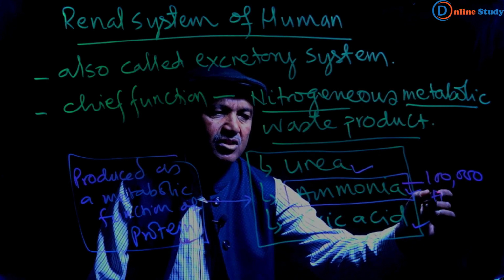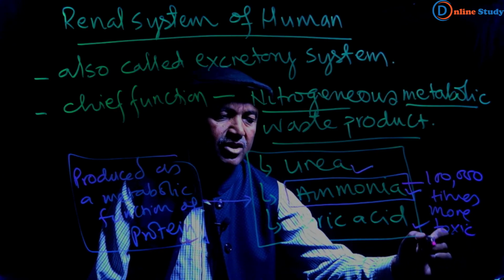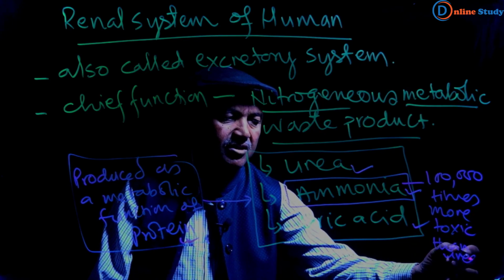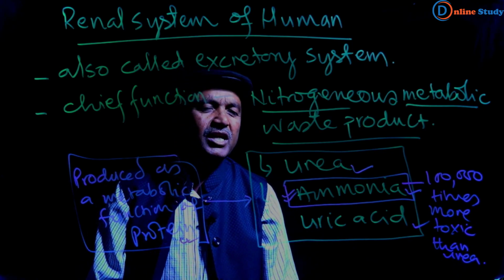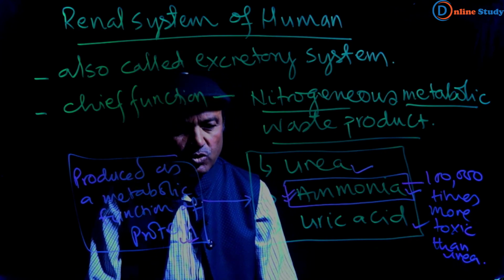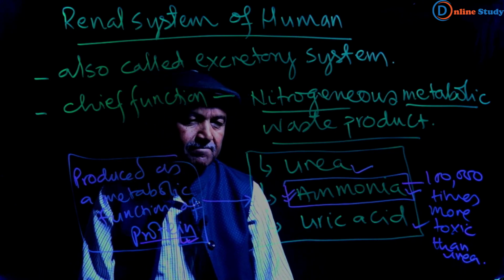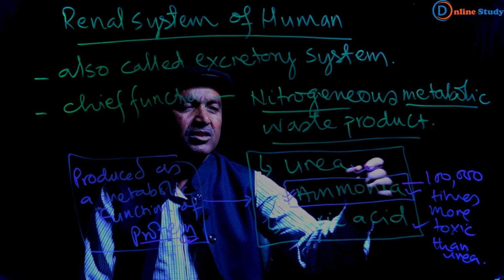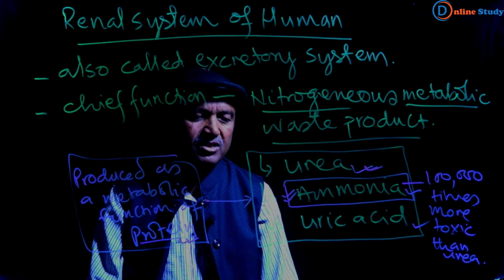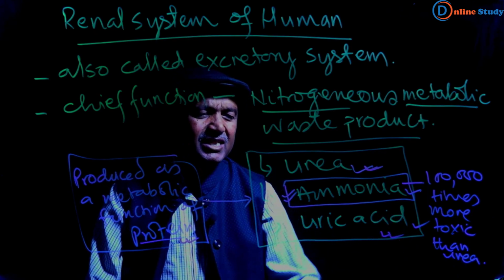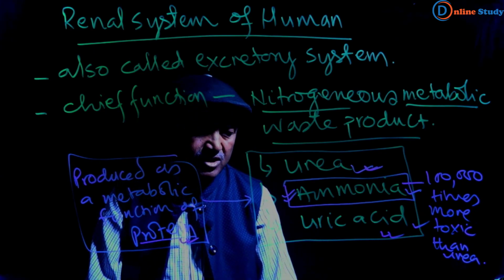Ammonia is 100,000 times more toxic than urea. So ammonia is the highest, the most toxic substance produced as a result of metabolic function of protein. After that, urea. Urea is less toxic metabolic nitrogenous waste product. Uric acid is least toxic. It is not so toxic.